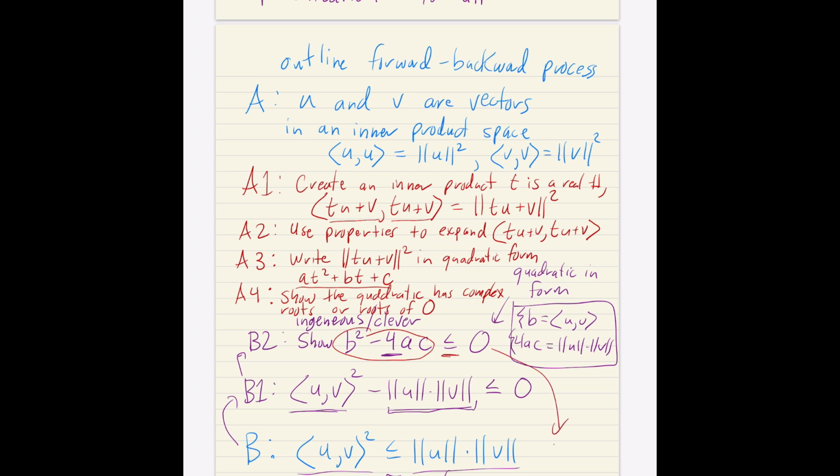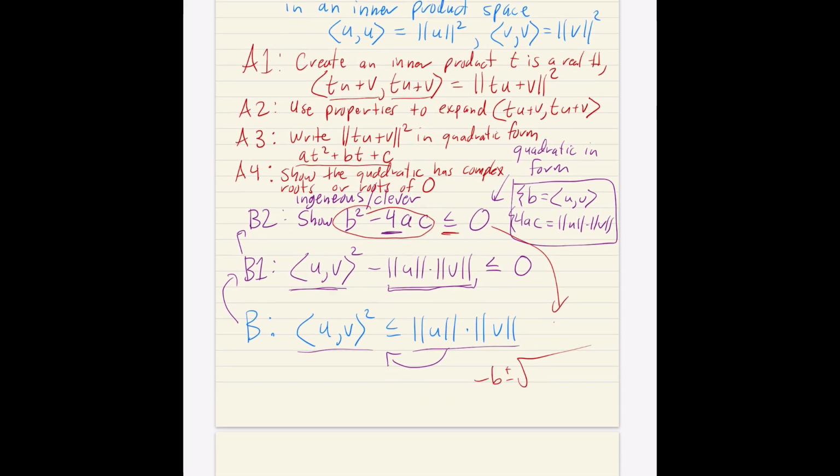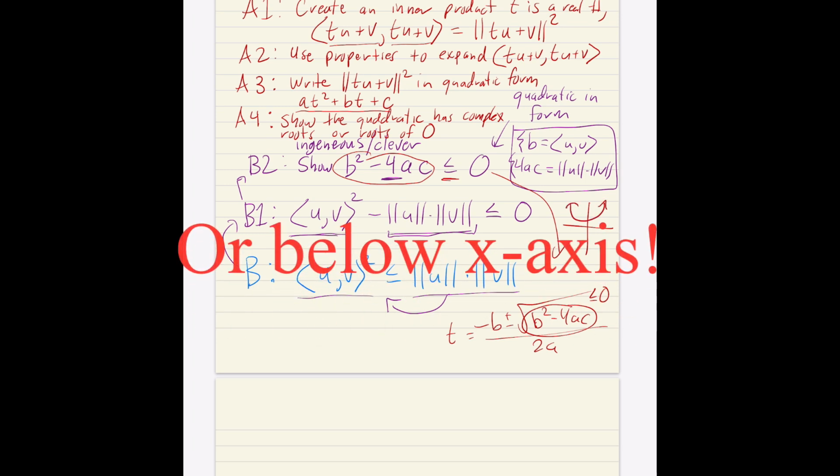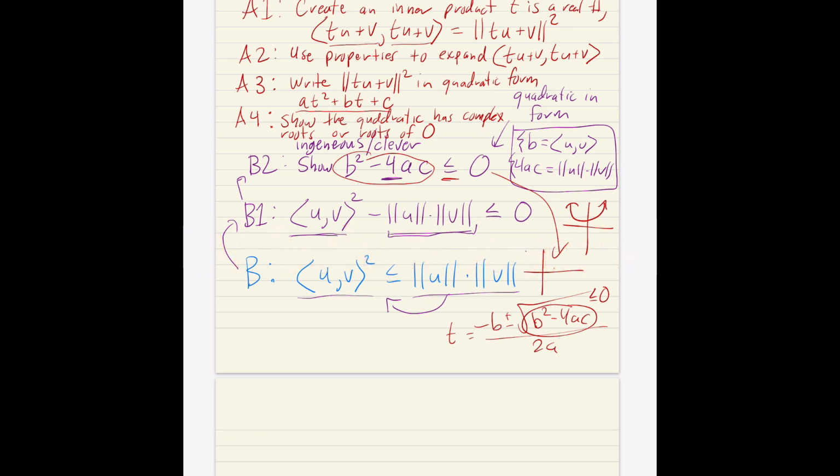And then I'll just remind you what happens down here. We have negative b plus or minus the square root of b squared minus 4ac all over 2a. If those are our t values, the inside part here is less than or equal to 0 only if we have a quadratic that is above the x-axis, or it has complex roots, or it could be a quadratic that just hits 0 and that's it.